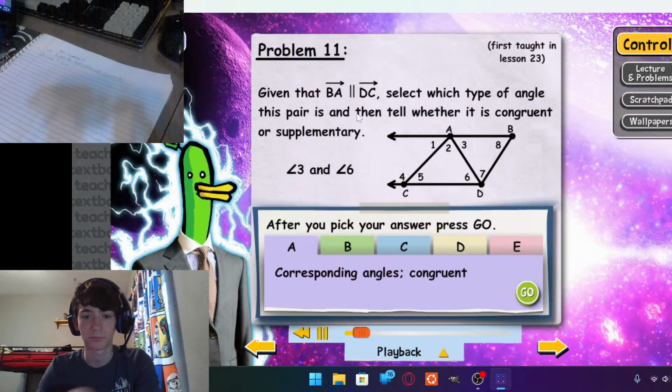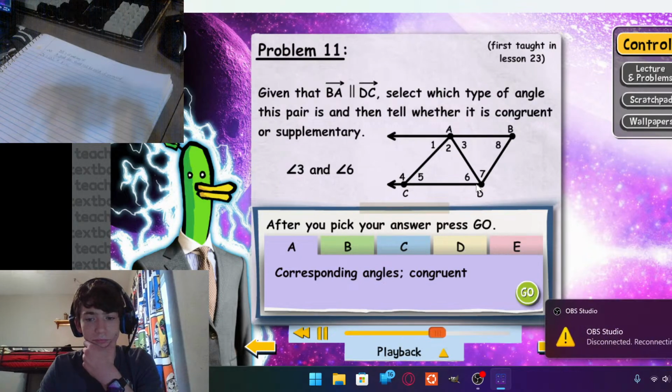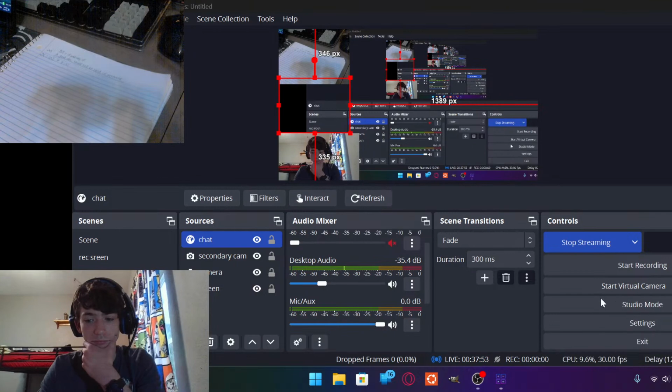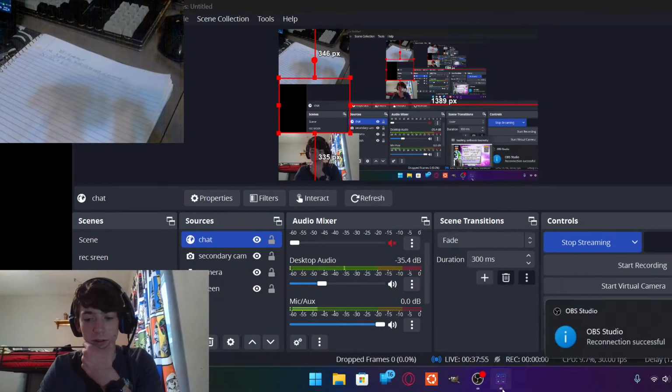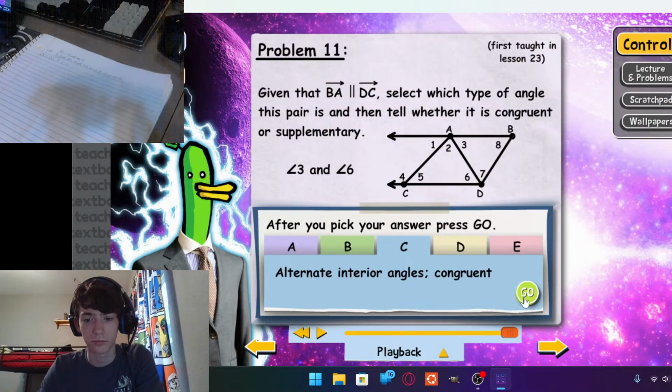Okay. Given that ray BA is parallel to ray DC, you need to select which type of angle this pair is and then tell whether it's congruent or supplementary. And the pair is angle 3 and angle 6. Okay. So 3, 6, those are alternate interior angles. So they should be congruent.